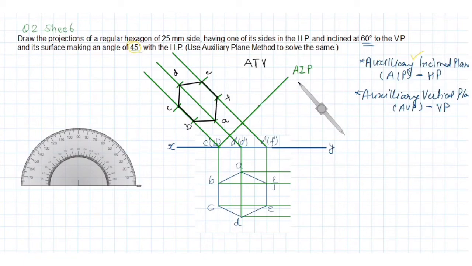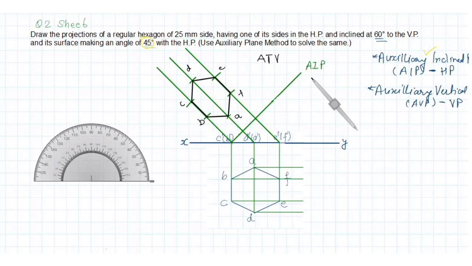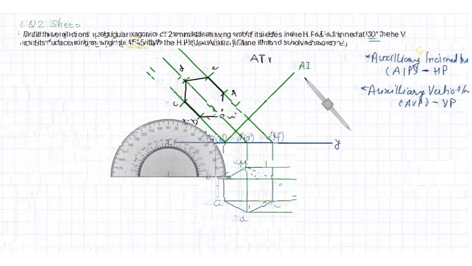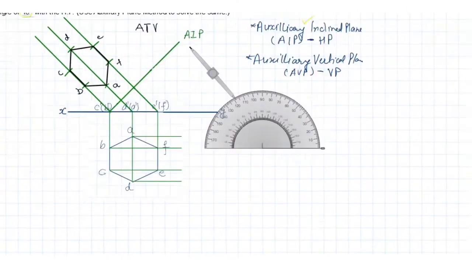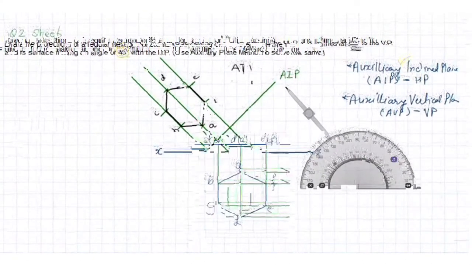Now to make the auxiliary front view, we will take the auxiliary vertical plane, and the angle with the VP is given to us as 60 degrees. So we will make an auxiliary vertical plane at an angle of 60 degrees with respect to one of its sides, which is BC, as given in the question. First of all, we will measure the angle.